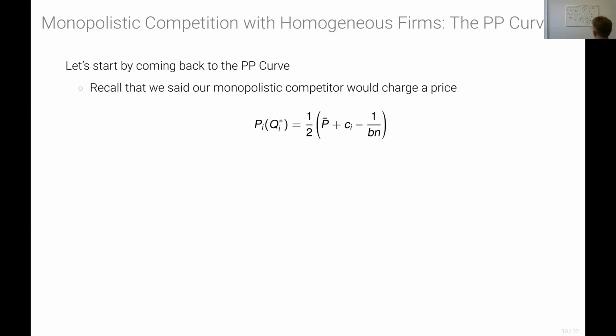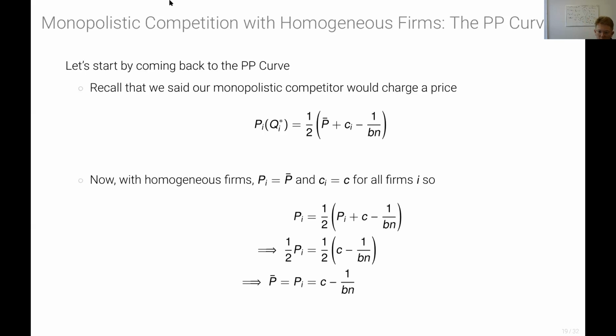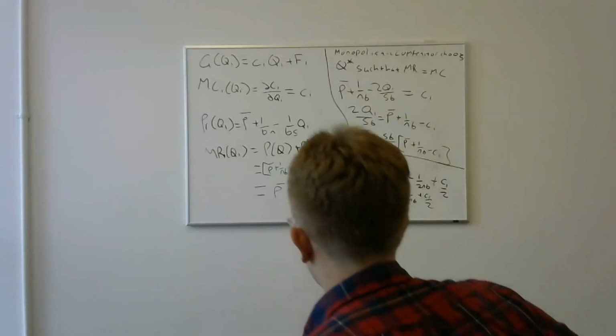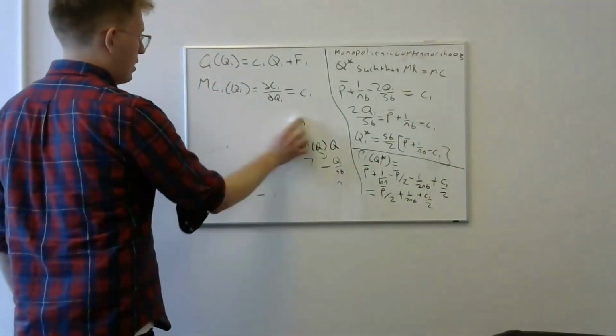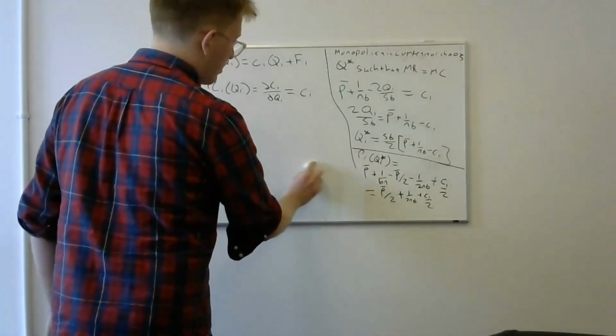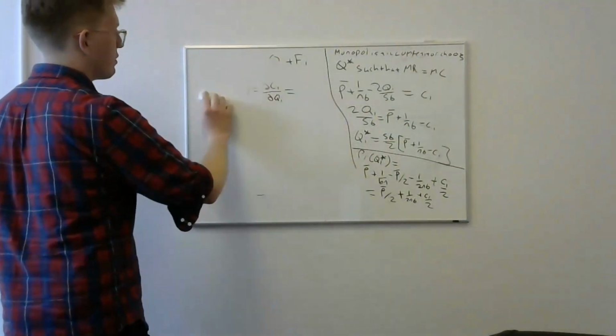Recall that our monopolist is going to charge a price P_i. Now we can use that homogeneity assumption to simplify the price that they're going to charge. You see the outline of where I'm going with this, but let's do it out on the board. I've solved for my optimal price down here, and I'm just going to rewrite it here.